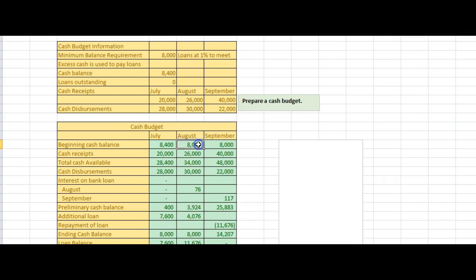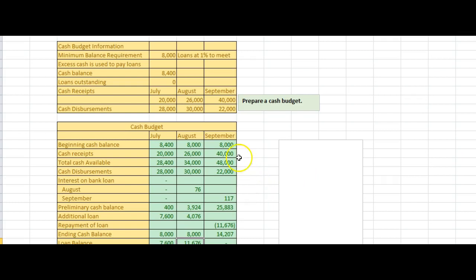So I begin August with $8,000. My receipts, I have $34,000. I spend $30,000 plus the $76 in interest comes out. I have an ending balance of $3,924. I've got to borrow more money. So I need to borrow $4,076. That brings me up to $8,000. I now have a loan of $11,676.